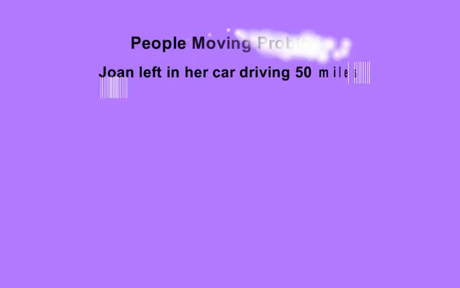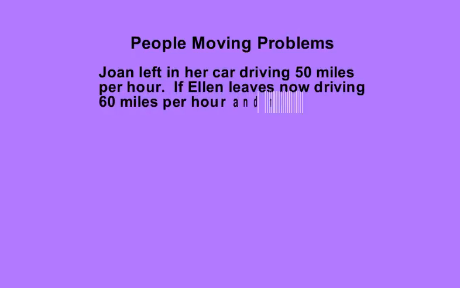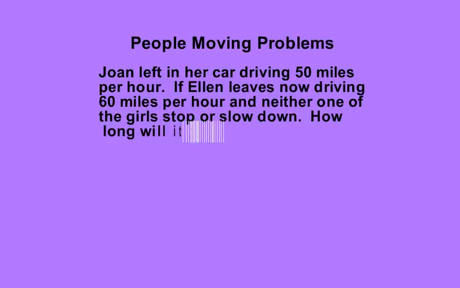Now, people moving problems are really pretty easy if you set them up right. In this example, Joan left in her car driving 50 miles an hour 3 hours ago. If Ellen leaves right now driving 60 miles an hour and neither one of them stops or slows down, how long will it take Ellen to catch Joan?